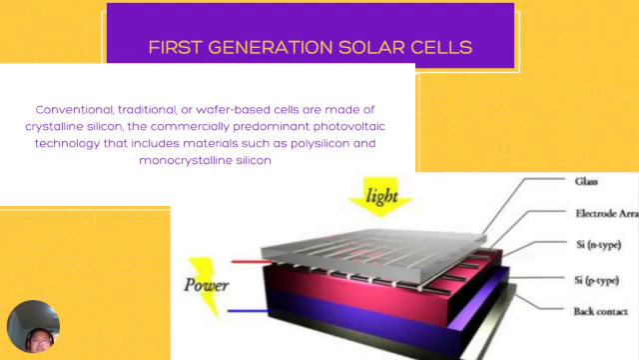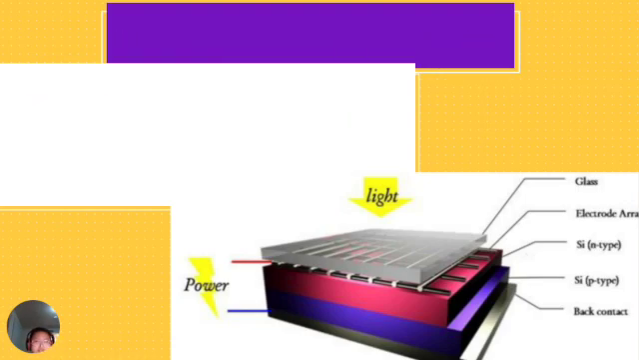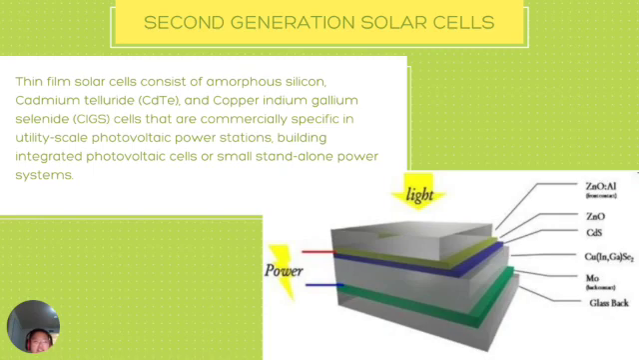Let's dive into the first generation solar cell, which is also called conventional, traditional, or wafer-based cell. They are made of crystalline silicon, the commercially predominant photovoltaic technology that includes materials such as polysilicon and monocrystalline silicon. Here's the general structure of the first generation solar cell. Move on to the second type, which is the second generation solar cell.